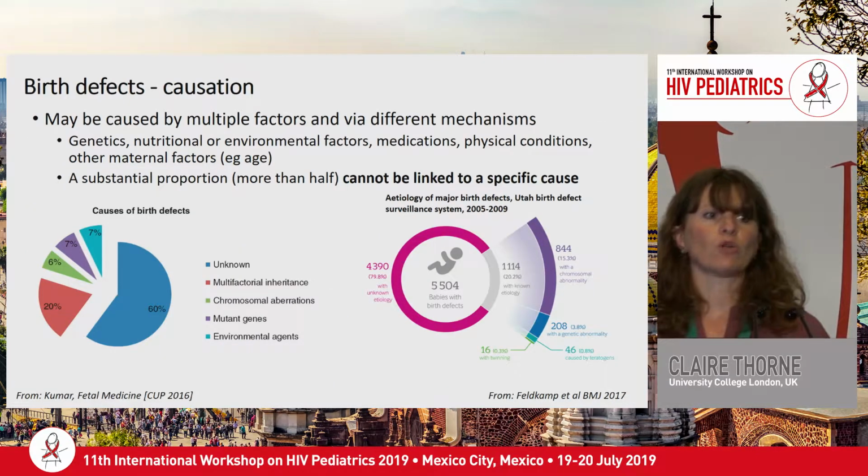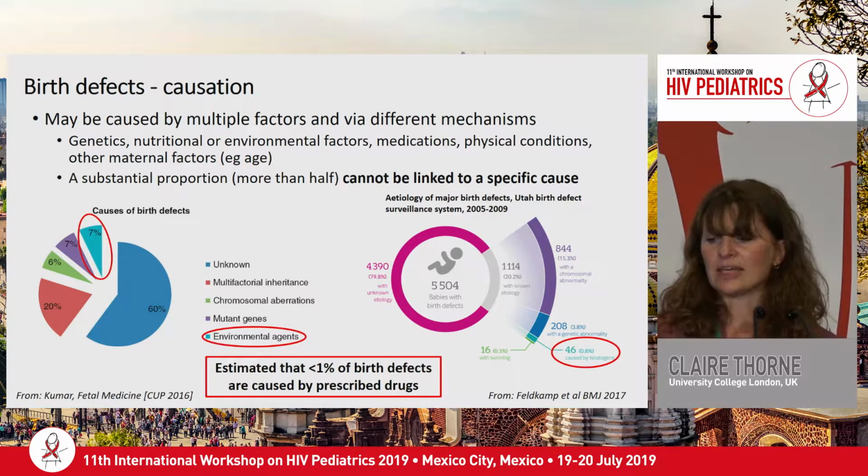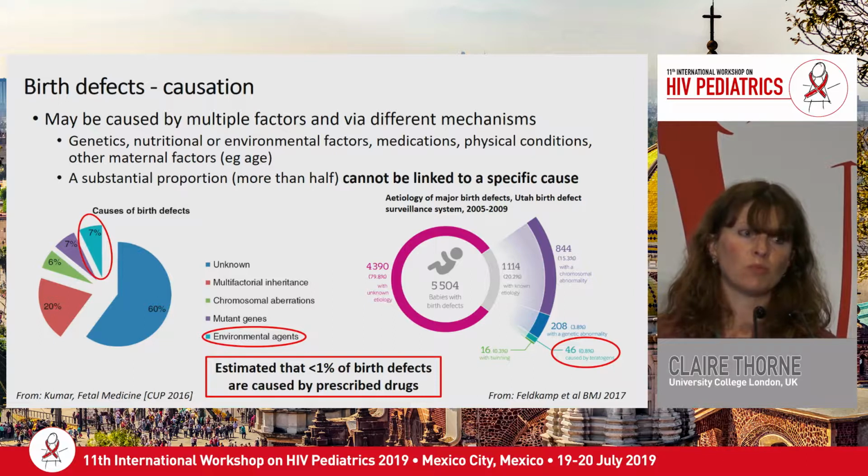So as we have already heard from Lynn with respect to neural tube defects, birth defects may be caused by multiple factors and via different mechanisms: genetics, nutritional, environmental, medications, physical conditions, and maternal characteristics such as age. But it's important to note that a substantial proportion of birth defects cannot be linked to a specific cause, as you can see from these figures here. And it's estimated that less than 1% of all birth defects are caused by prescribed drugs.